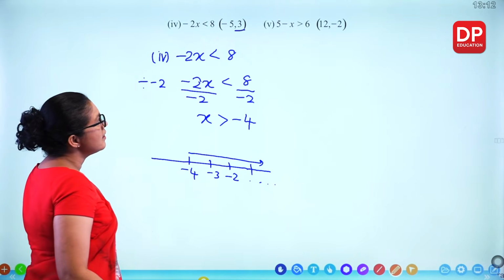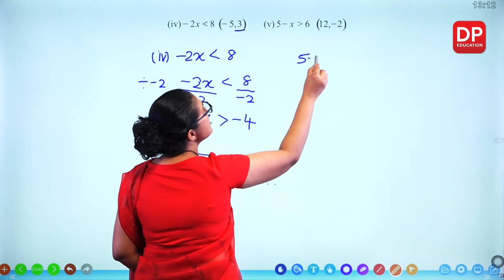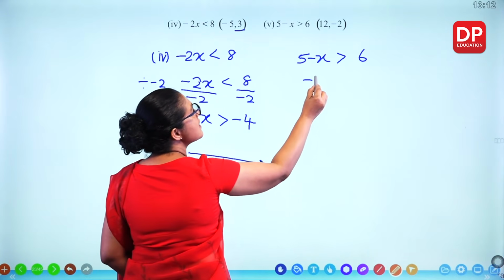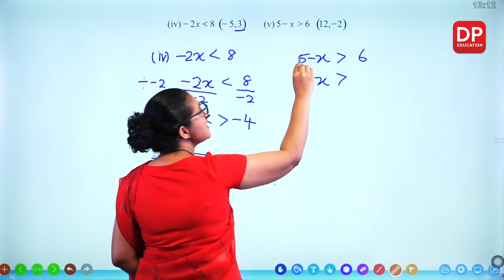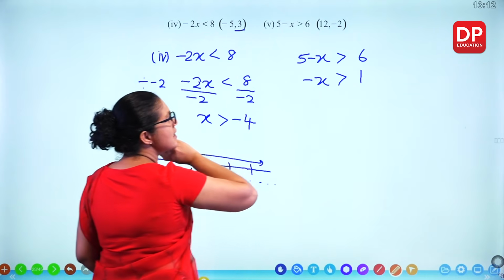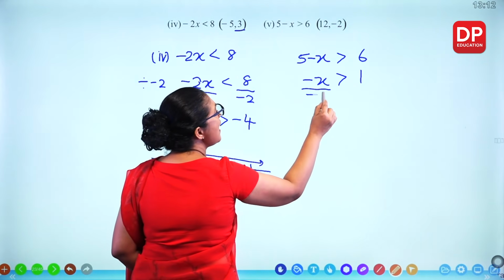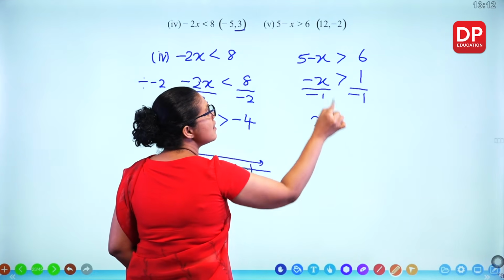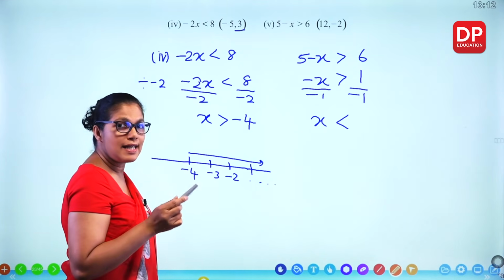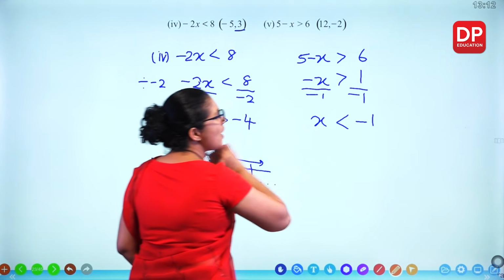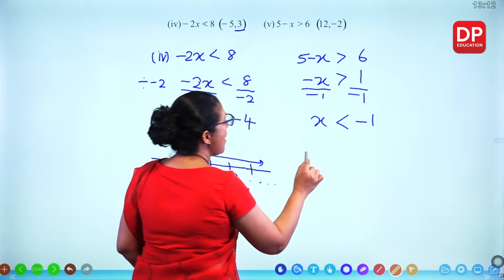Next one. 5 minus x is greater than 6. So, minus x is greater than, take 5 to the other side, 6 minus 5, you get 1. Now, divide both sides by minus 1. What happens here? Change the sign of the inequality. 1 divided by minus 1 is minus 1. x less than minus 1.